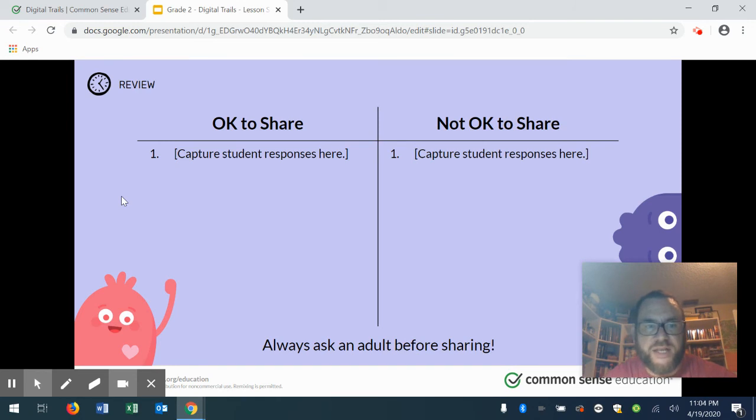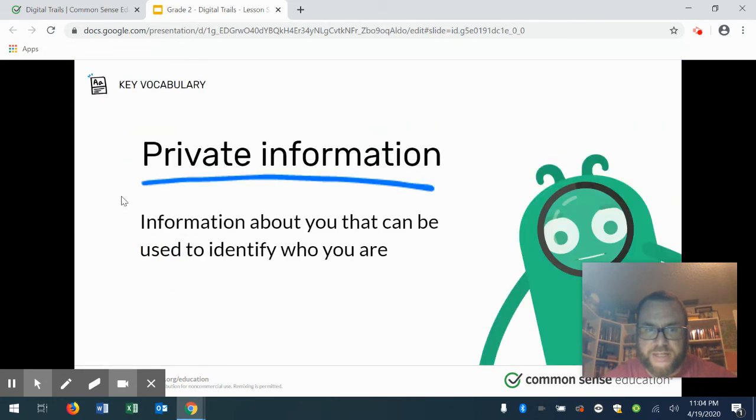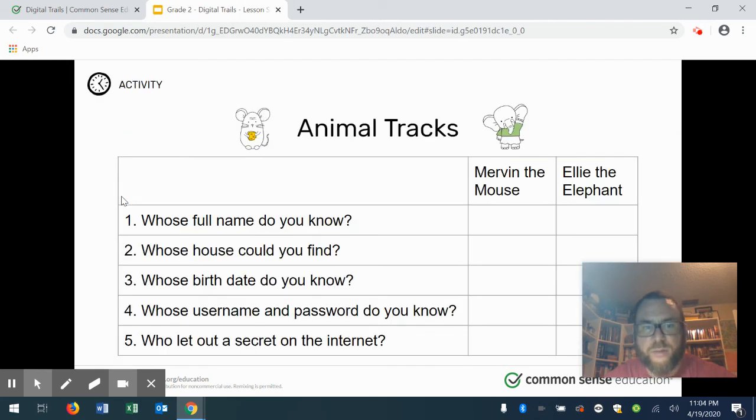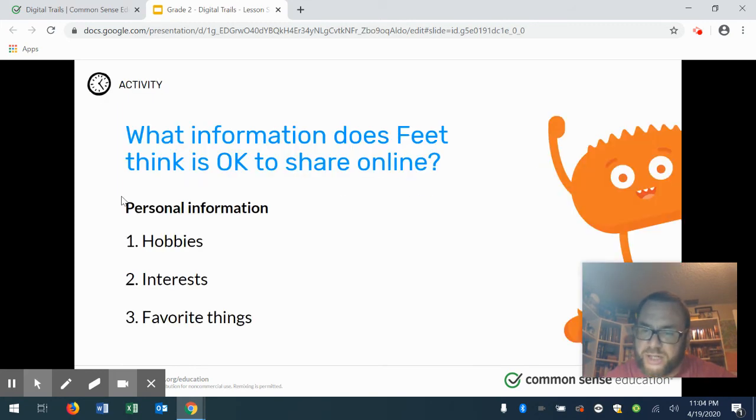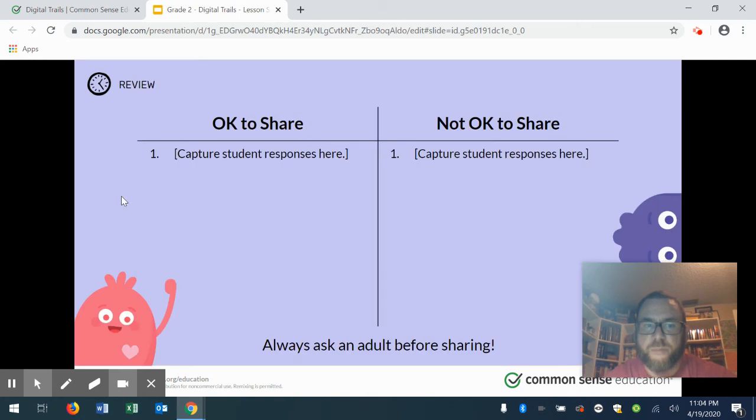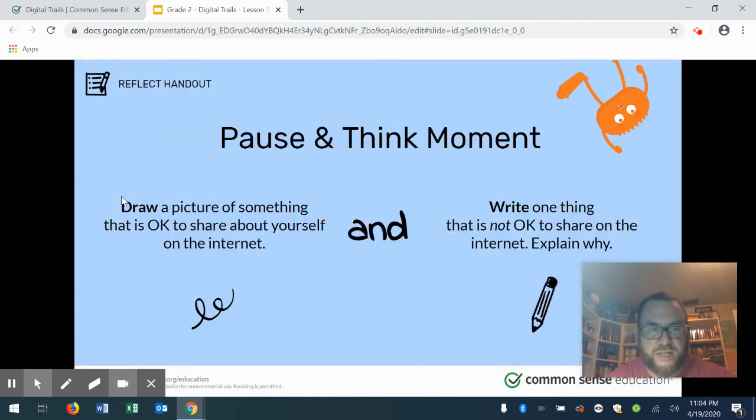Okay? So things that are okay to share, things that are not okay to share, we talked about that, saw that in the video, the difference between personal and private, right? Remember, I'm going to go back again. Private information that we don't want to share. Personal information, where's that at? Personal information, maybe that's okay. That's not so bad. But we don't want to share private. All right. So let's pause and think here for a second.